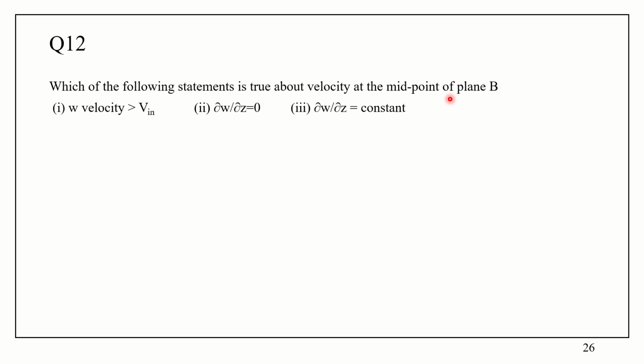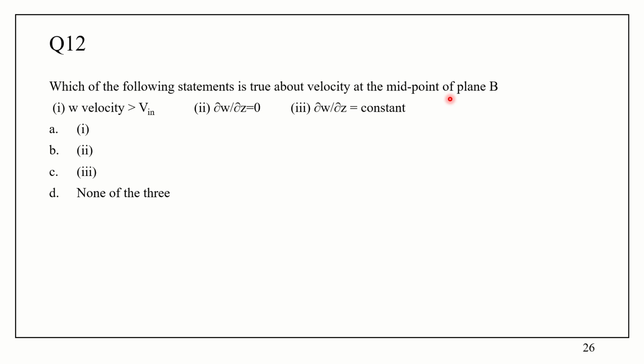Three statements are given. First, W velocity is greater than velocity inlet. Second, dou W by dou Z equal to 0. And third, dou W by dou Z equal to constant. Option A is 1. Option B is 2. Option C is 3. Option D is none of the above.